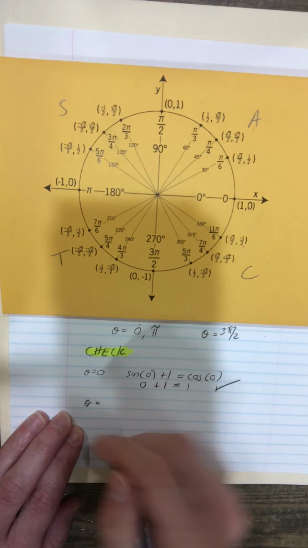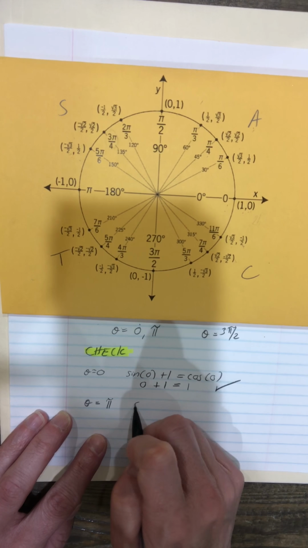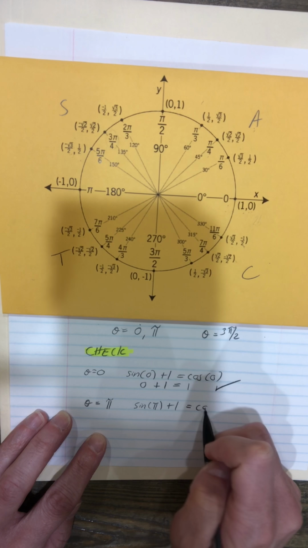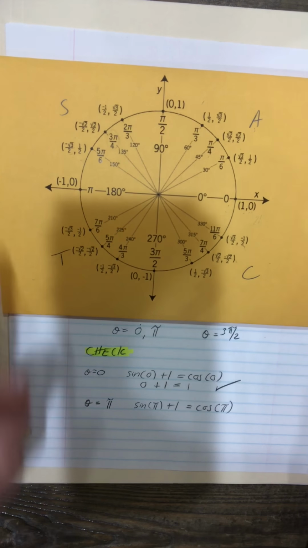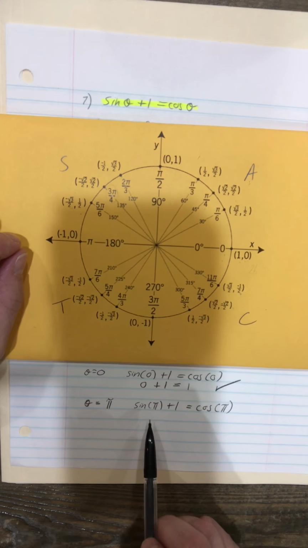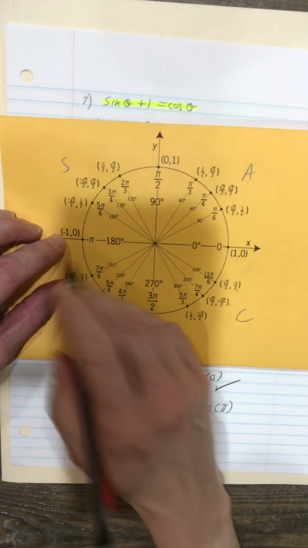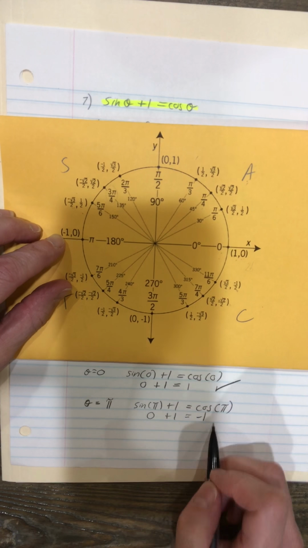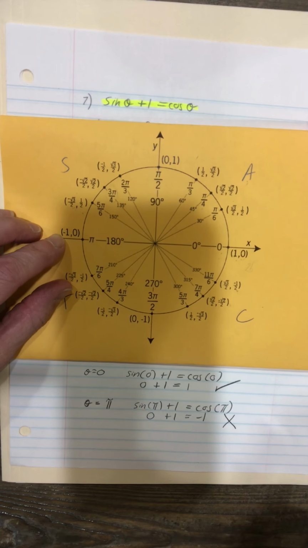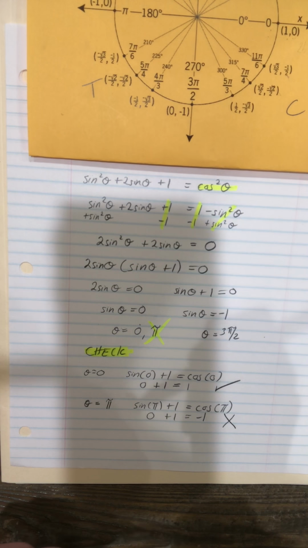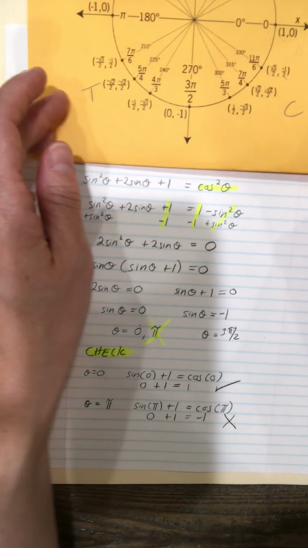Our next solution was pi. So you're doing sine of pi plus 1 equals cosine of pi. Well, let's take a look. At pi, y is 0. I have 0 plus 1 equals the cosine of pi, which is negative 1. 1 equals negative 1. That does not work. This is not a solution. So pi cannot be a solution. That is an extraneous solution.